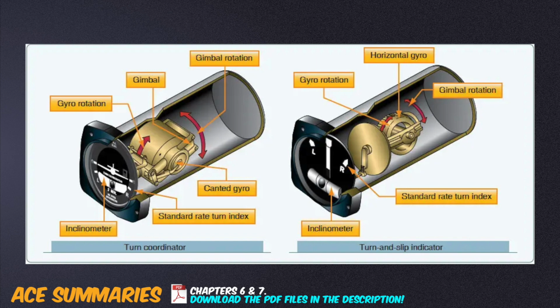Turn coordinators have 2 degrees of freedom: rotor spin axis and yaw axis. Thus, measuring rotation about the fore to aft axis of the plane, as well as the aircraft's yaw through its vertical axis. A turn coordinator has its gyroscope aligned with the wings. This is the lateral axis.